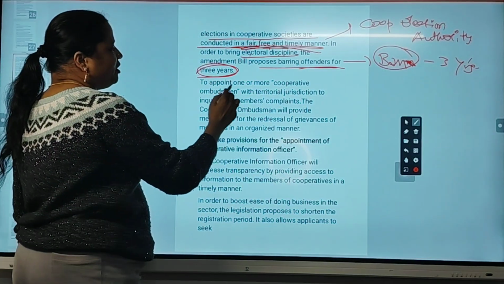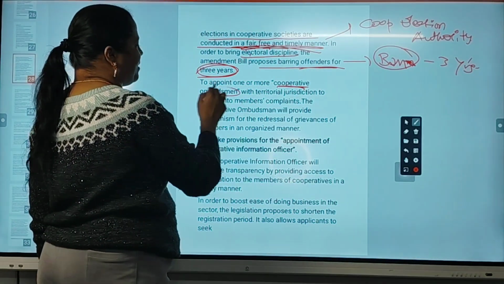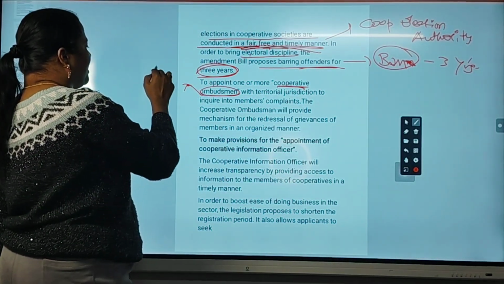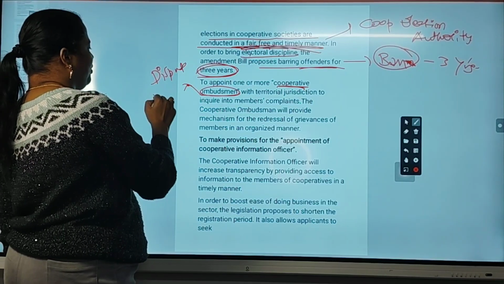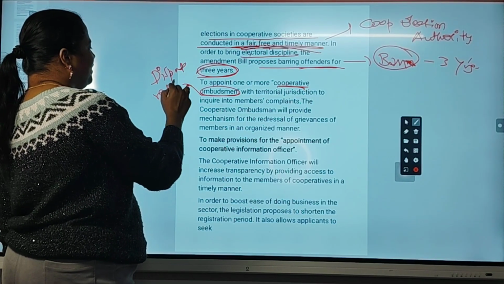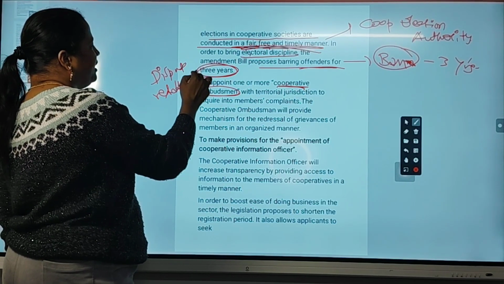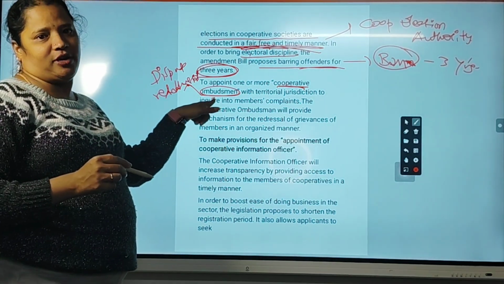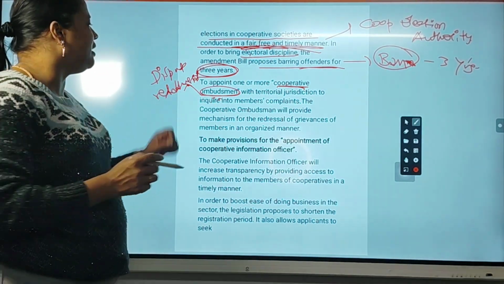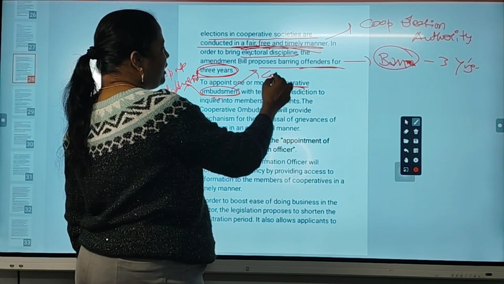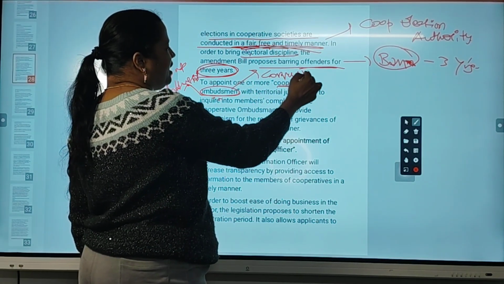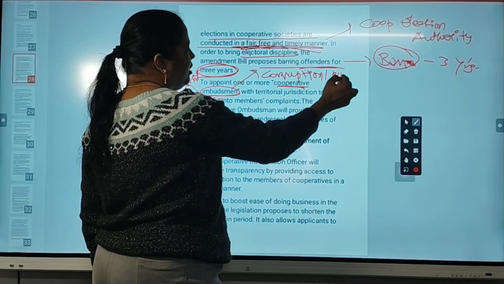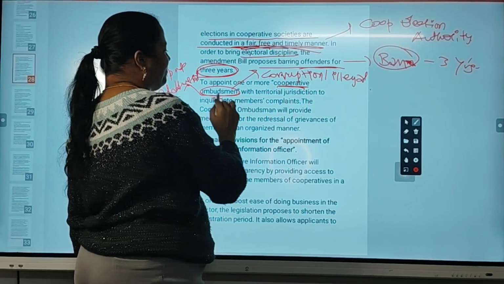Okay, to appoint one or more cooperative ombudsman. This is for dispute redressal. Suppose within cooperative members some dispute has come up, they can come and complain to this ombudsman. This ombudsman is also for complaints on corruption. If corruption or any illegal things are happening within the society, they can give a complaint on this.